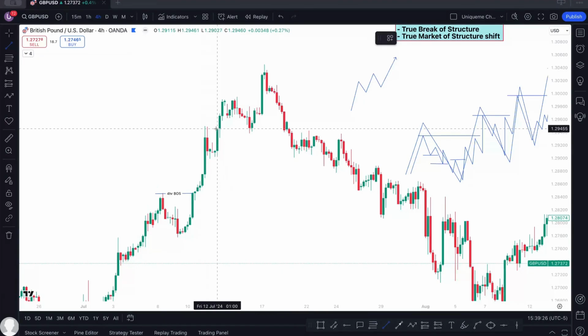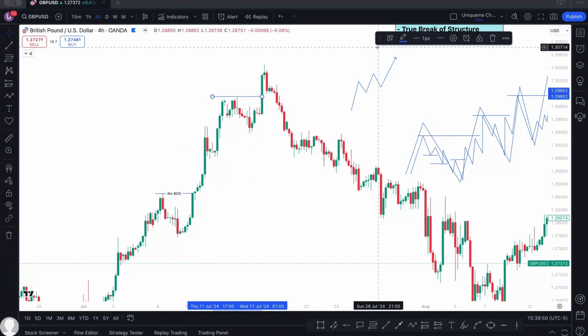Based on ICT rule, you should have three candle bodies closing below or above each other, depending on the momentum or the flow of the market. Are you with me? Now, this is not a break of structure. So the next break of structure is around here.